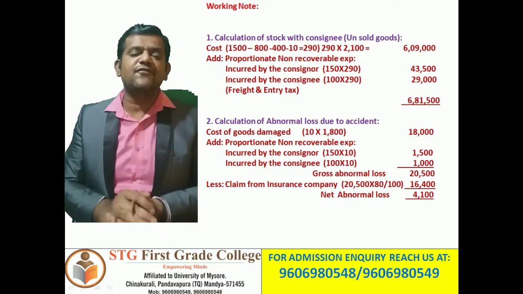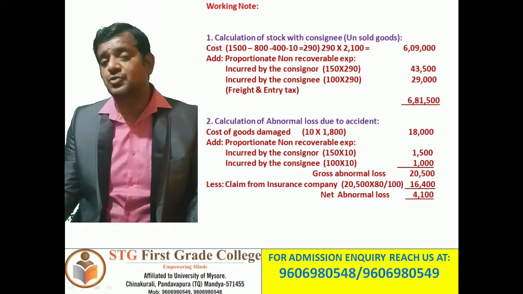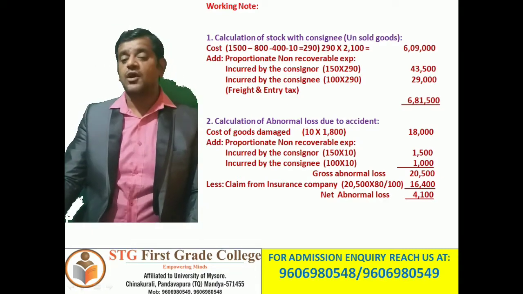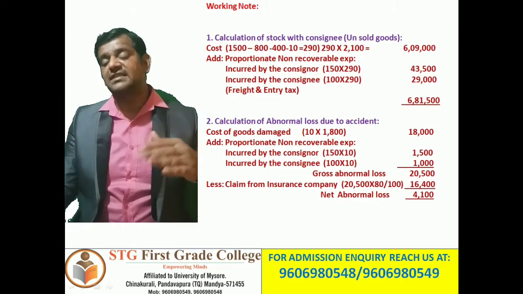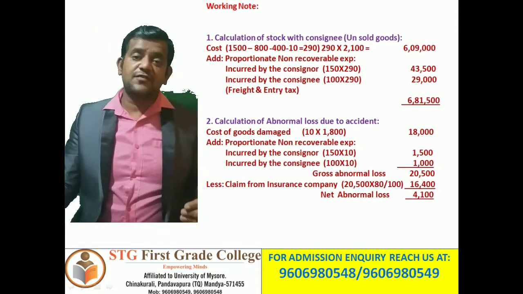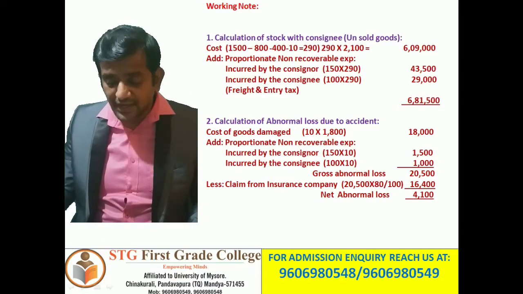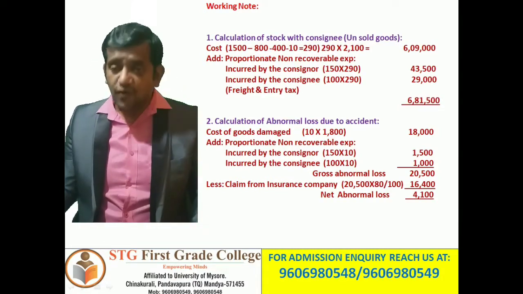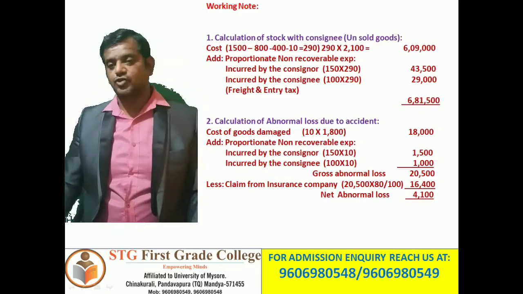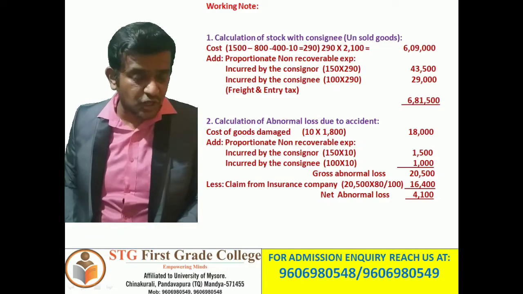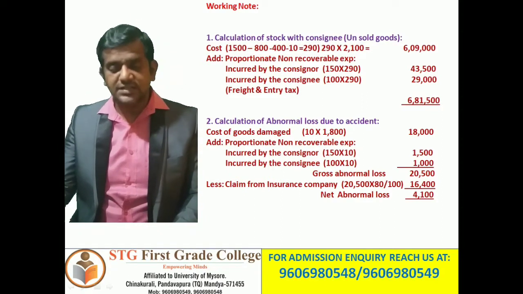So next, less claim from insurance company. In the problem they have clearly said insurance company agreed to claim 80% of the value. So 20,500 into 80 divided by 100, that comes to 16,400. So that is recovered from the insurance company as a claim. So deduct it. Left out is 4,100 rupees. So that we call the net abnormal loss. So now we have got the value of closing stock, that is stock with the consignee, and we got the abnormal loss amount as well.